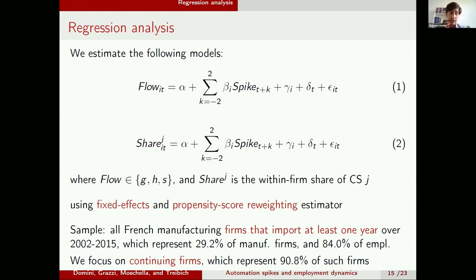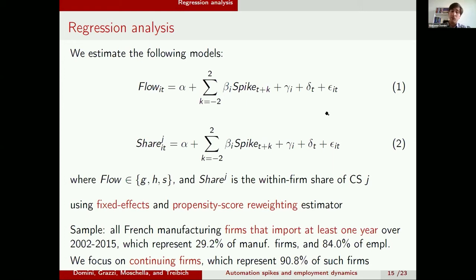Before moving there, let me just mention that our sample is composed of all French manufacturing firms that import in at least one year over the time window we observe, which represent a minority of all manufacturing firms, but 84% of aggregate manufacturing employment.